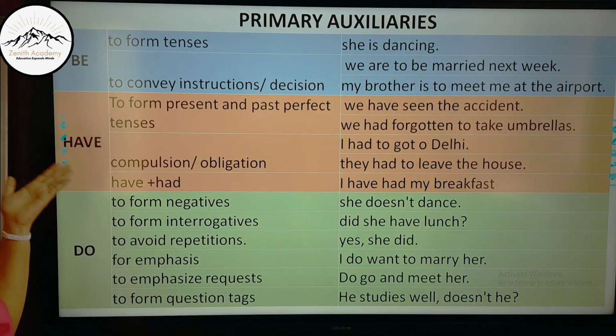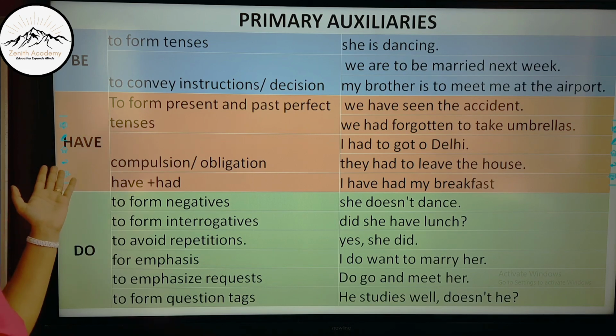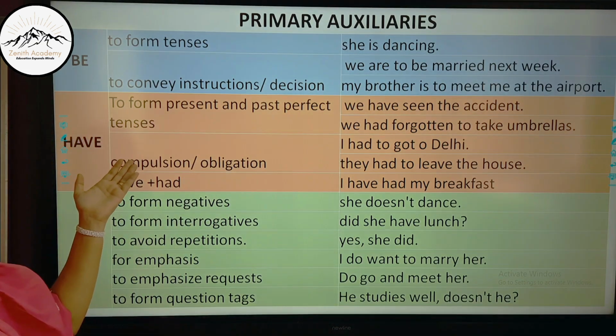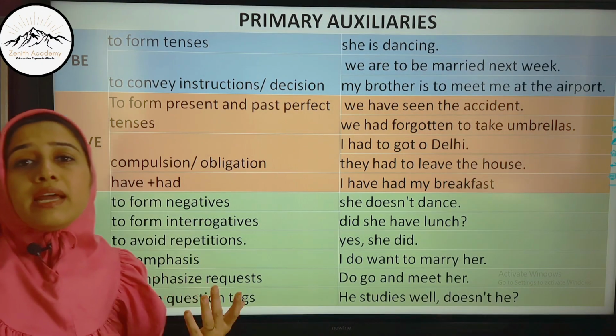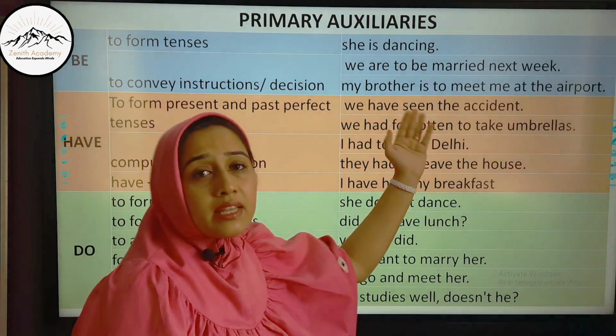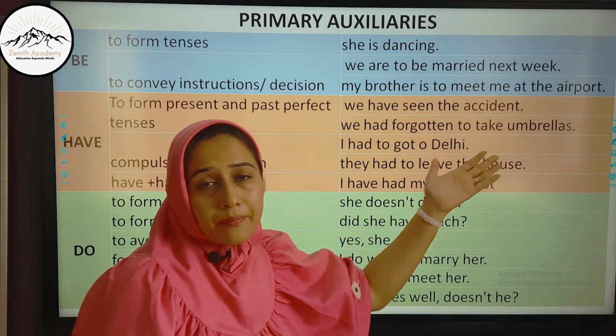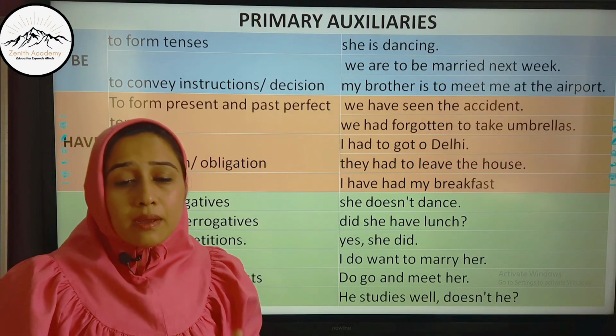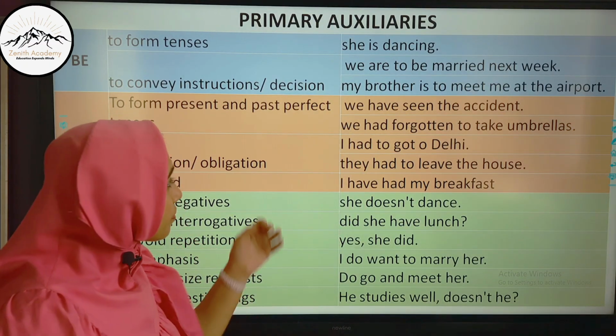The next one is have. Have is very important to form present and past perfect tenses. Without have, our perfect tenses are incomplete. We have seen the incident or accident. So we have seen, have is important. This is the present perfect tense.